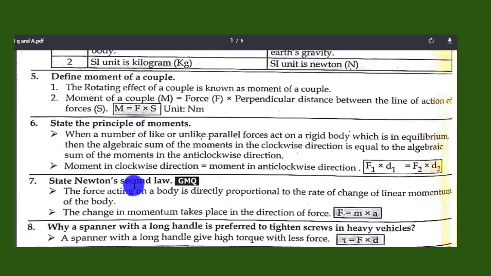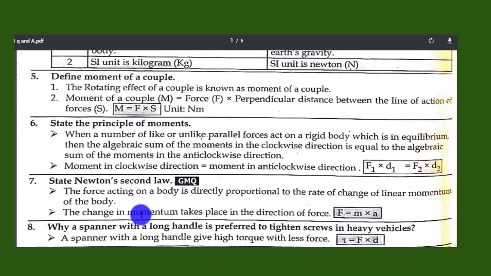Next question is state Newton's second law. The force acting on a body is directly proportional to, see here, F is equal to m into a. The force acting on a body is directly proportional to the mass and the acceleration. Force is the product of the mass and the acceleration. The change in the momentum takes place in the direction of the force.